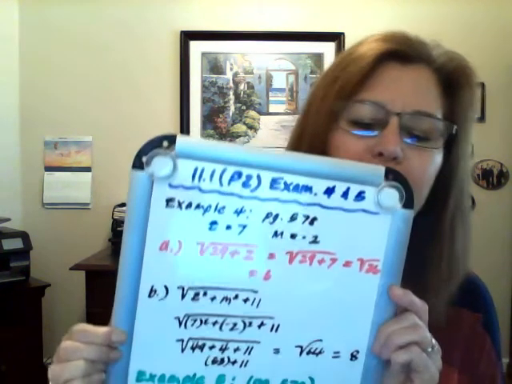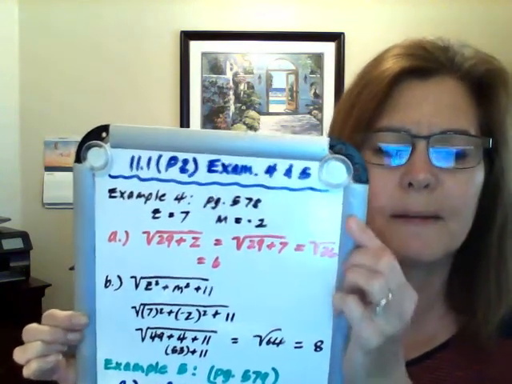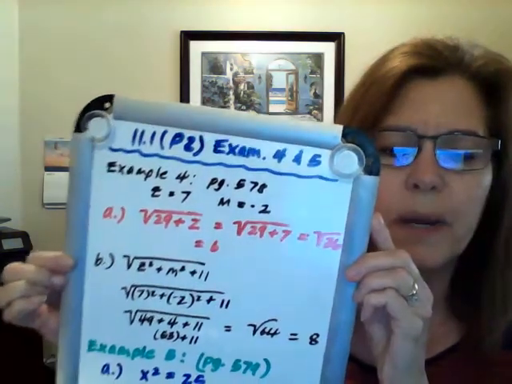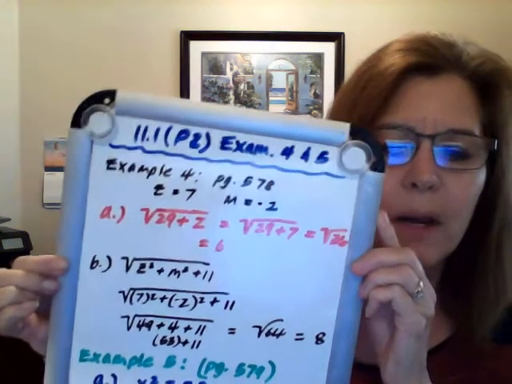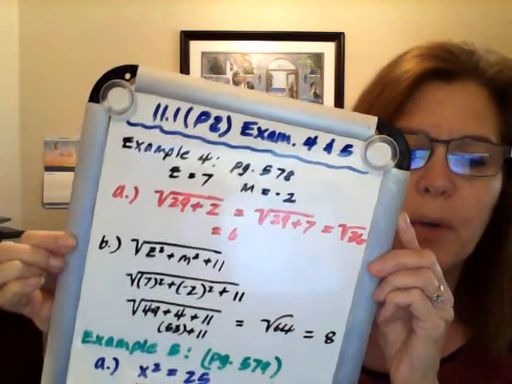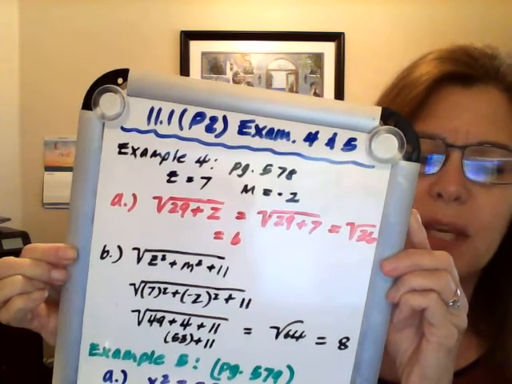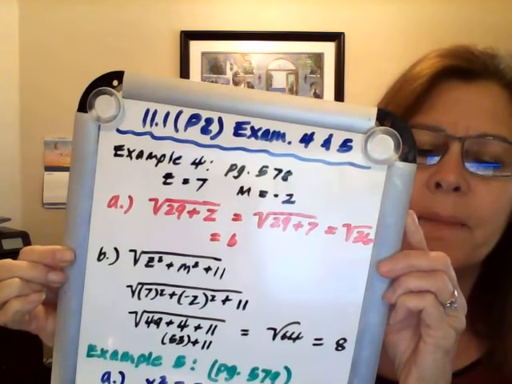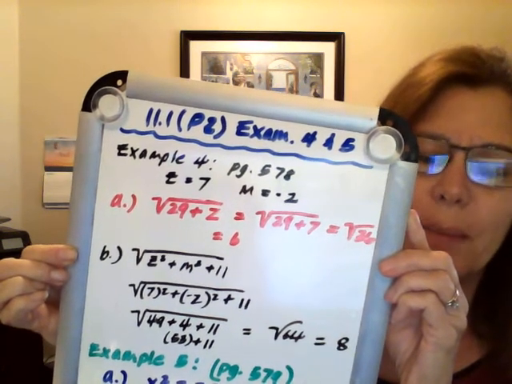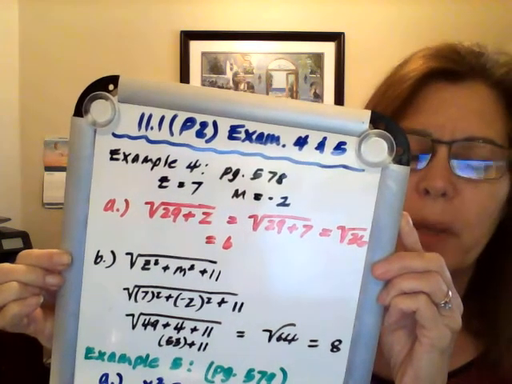All right, let's look at example B. Example B is the square root of z squared plus m squared plus 11. So again, remember to keep your square root sign, and we're going to substitute 7 for z. So we put 7 in parentheses, squared, plus the value of m, looking above, was -2 in parentheses, squared, plus 11.